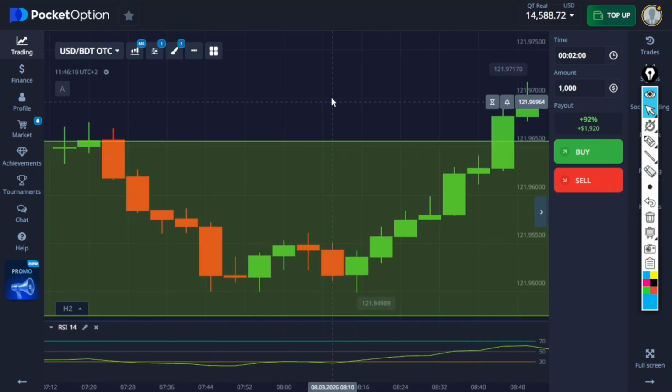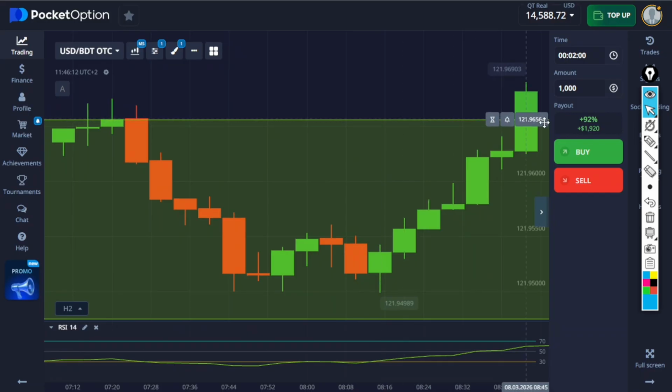And if we take a closer look at how the trade would have played out, had you opened a 10-minute buy position, the trade would have closed over here on this candle. That would have been profit. Had you opened a 15-minute buy position, the trade would have been a loss because it would have closed below your entry.